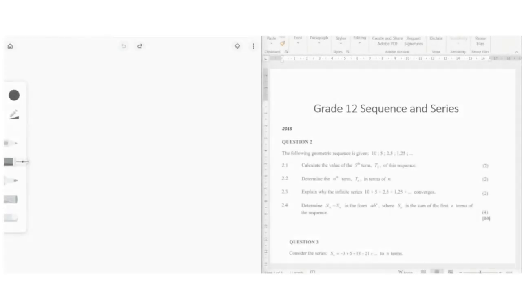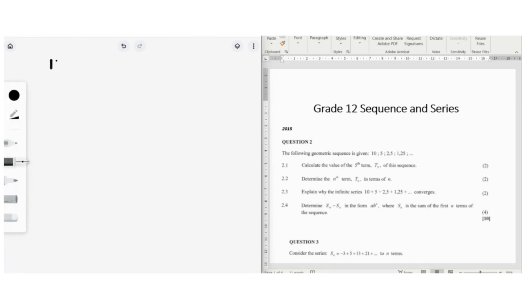Okay, now for some exercises of our pattern sequence and series for grade 12. We're going to do a few from previous question papers. So let's start with this question here. It says the following geometric sequence is given.